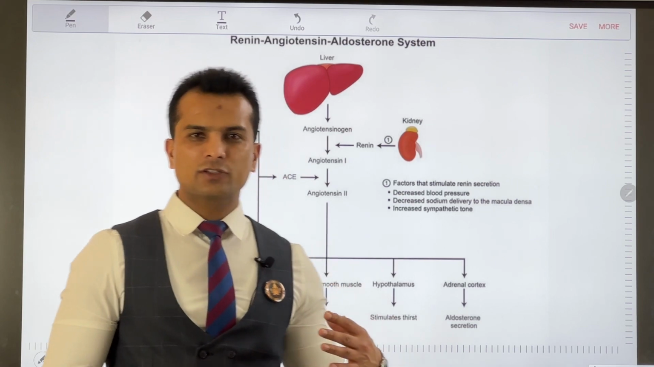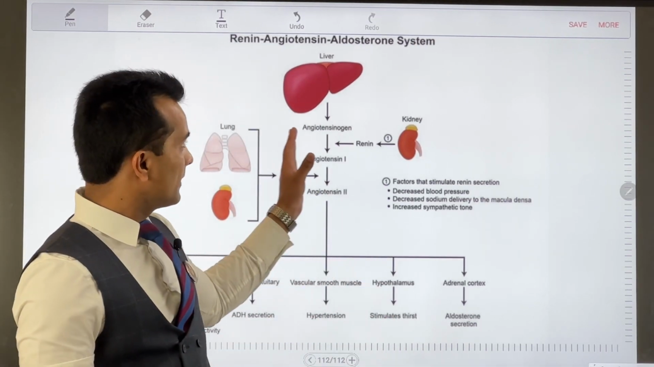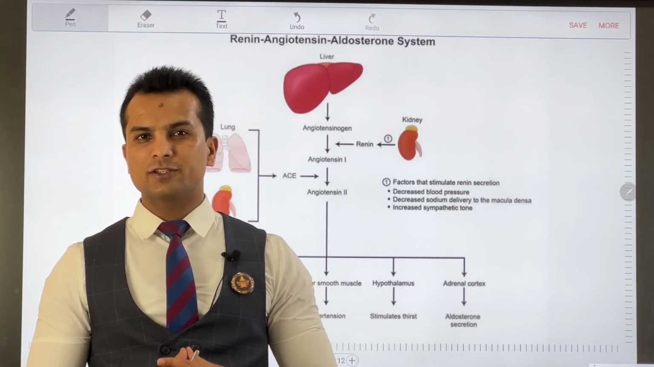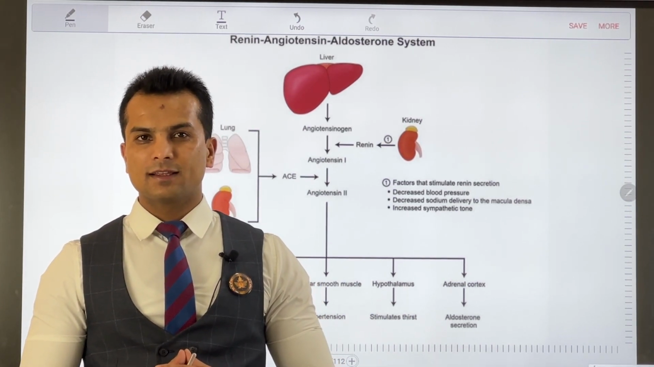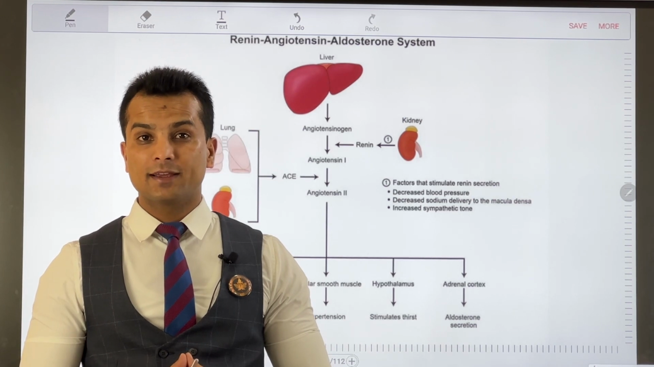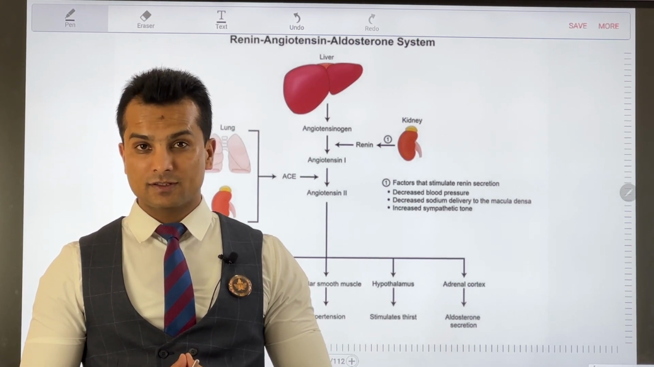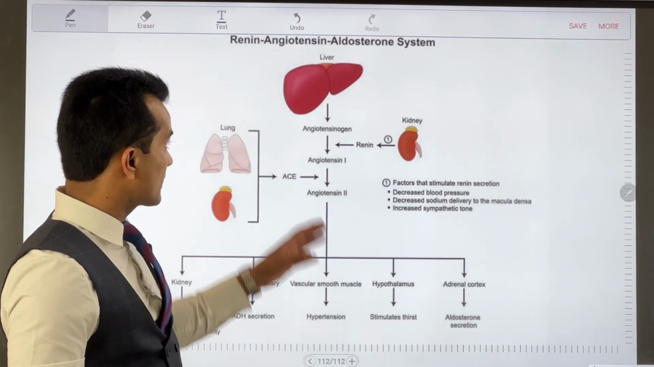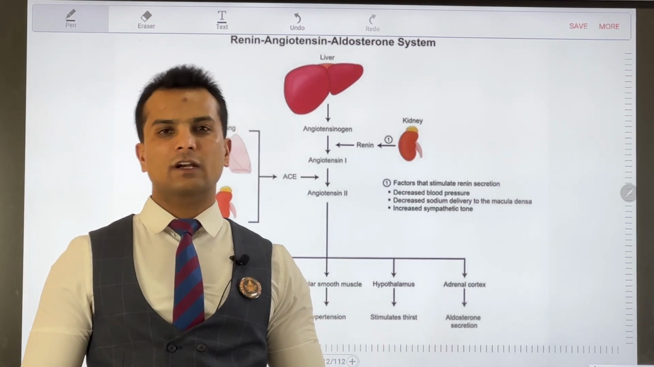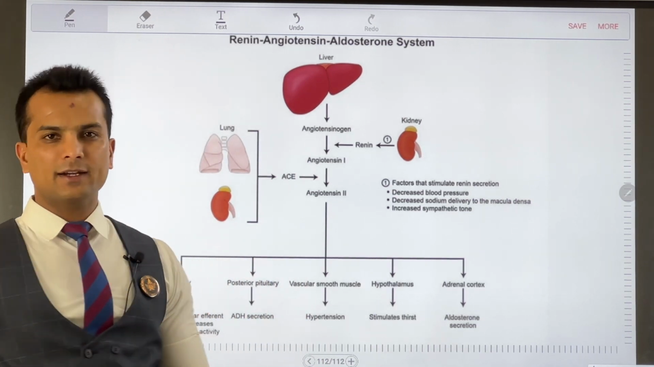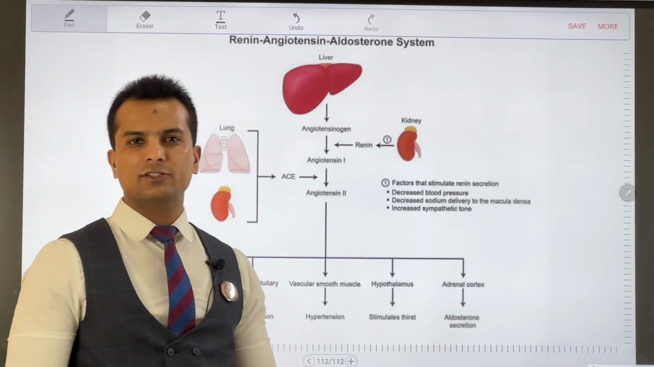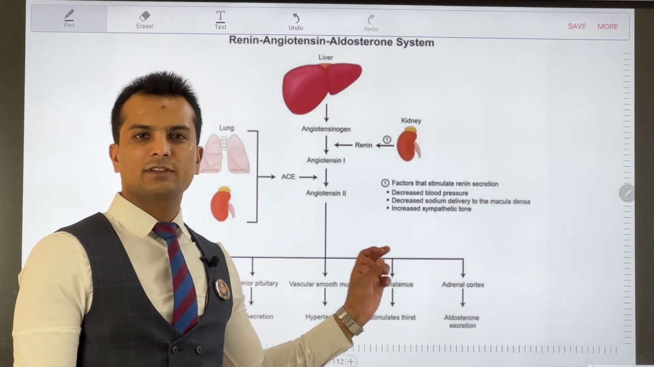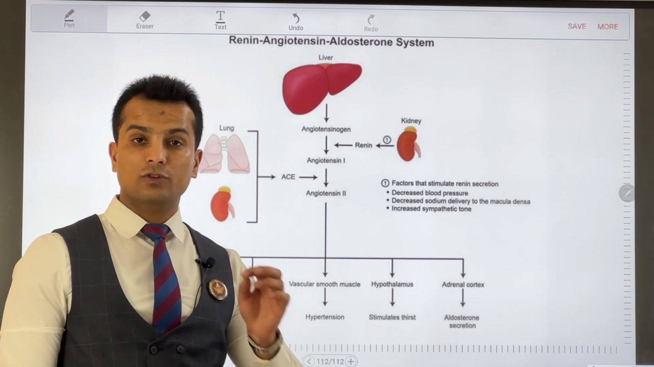Today in this video lecture we are going to discuss a very important blood pressure regulatory system in your body, which is basically regulated by kidneys, liver and lungs. I am talking about RAAS, the renin angiotensin aldosterone system. Very important topic. You may have at least 2 to 3 questions in your exam from today's lecture. This is very important, so stay with me please.